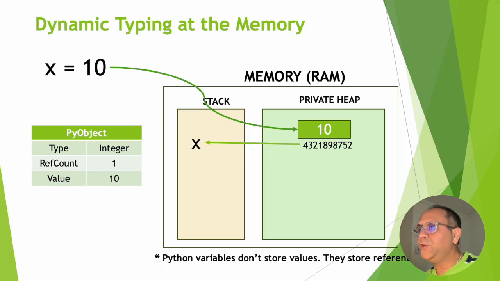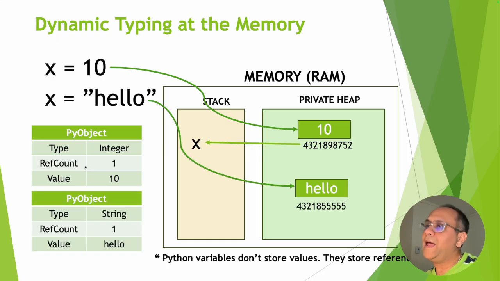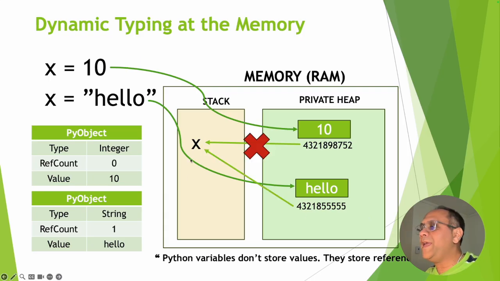Let's say if we do x equal to hello now, which is a string, then a new object will be created in the private heap, at a new address, and now the type is string, and x is basically referring to the string object in the memory. It is no more referring to the integer object 10 in the memory. That's why the reference count becomes 0, and the new string object hello now has reference count 1.